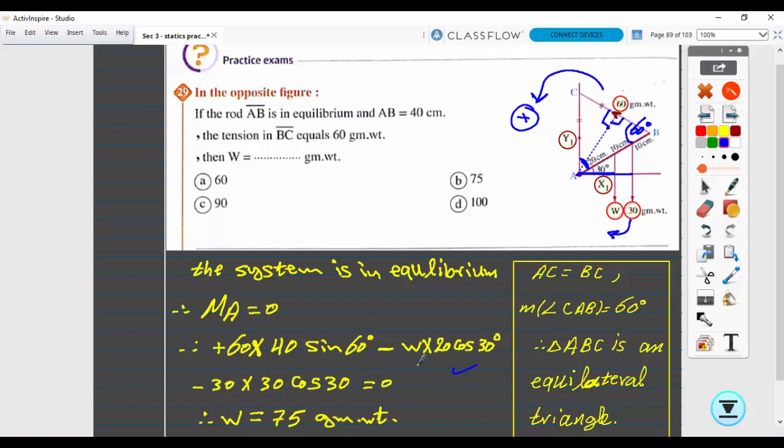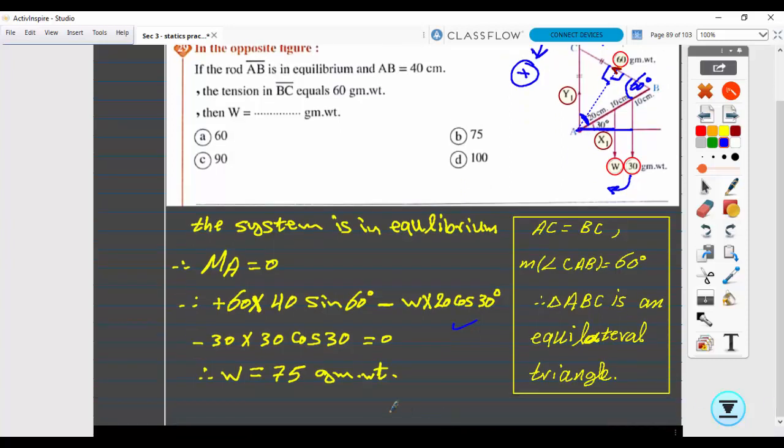Okay. So the moment of 30 equals negative 30 multiply perpendicular distance. What is the length of the perpendicular distance? It is the hypotenuse, 30 cosine 30 here. After you calculate it, you will find W equals 75.